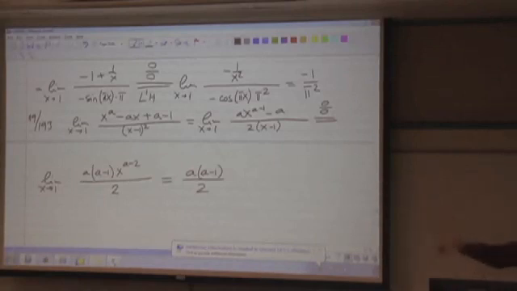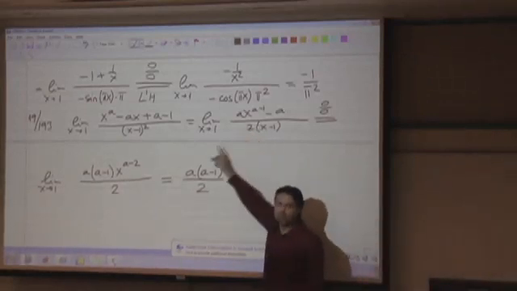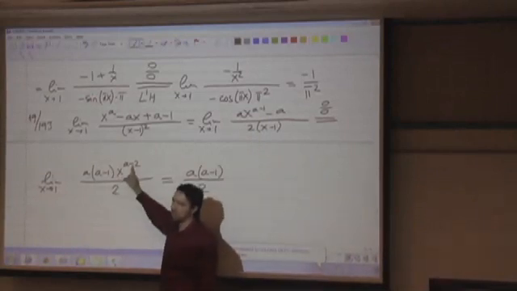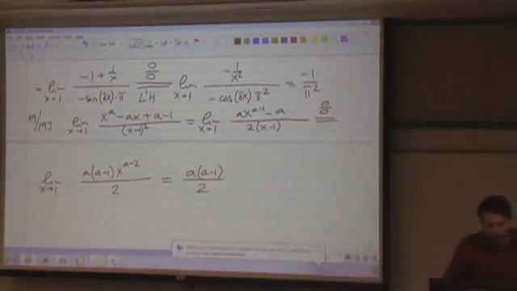Okay. Of course, this is assuming a is not equal to 1. Right, because if a were equal to 1, then you can't actually do that. Is that making sense? Do you understand why a can't equal 1? Because at this step you'd have x to the 0, which is 1. So when you take the derivative, you wouldn't have x to the minus 1. But anyway, yes?